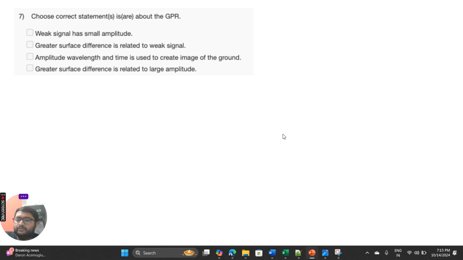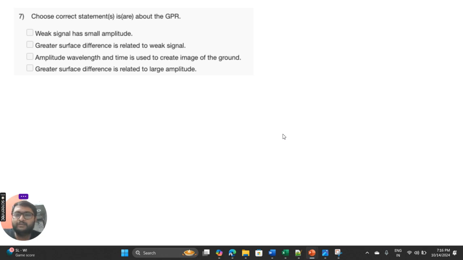Then the next one is on ground penetrating radar. This is a non-destructive technique to survey inside the ground without disturbing the soil and without doing any kind of excavation. Which of the following statements is true about GPR? It is a kind of radar using signals. I think the first one and third one are correct. The second and fourth ones are similar, with just a change of one word, so either one is right or one is wrong.